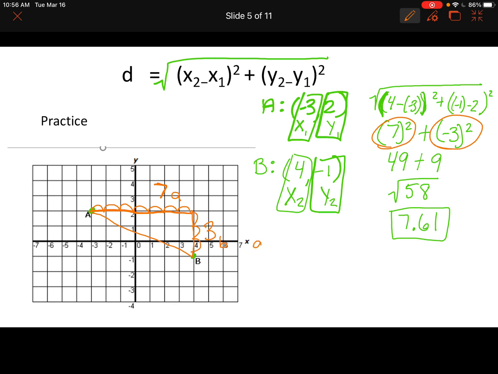And then we have a squared plus b squared equals c squared. So A is 7 squared, B is 3 squared. 7 squared is 49, 3 squared is 9. Add them together, 58. Take the square root of 58, 7.61. So the distance for C is 7.61. Okay, so they do equal each other.